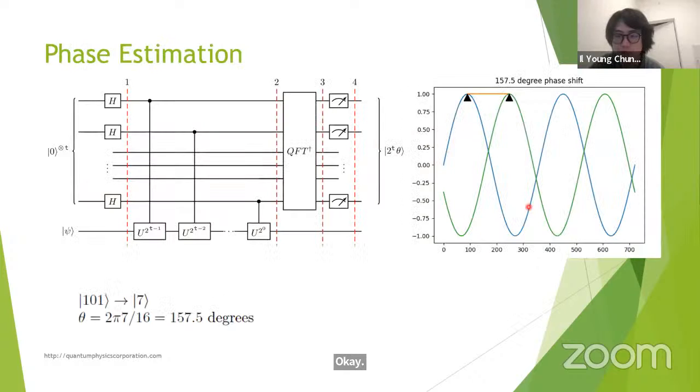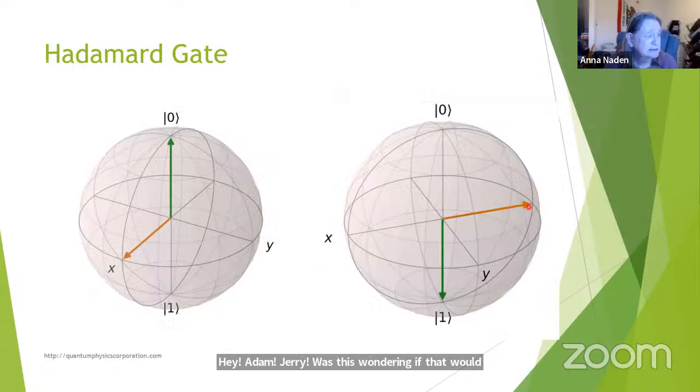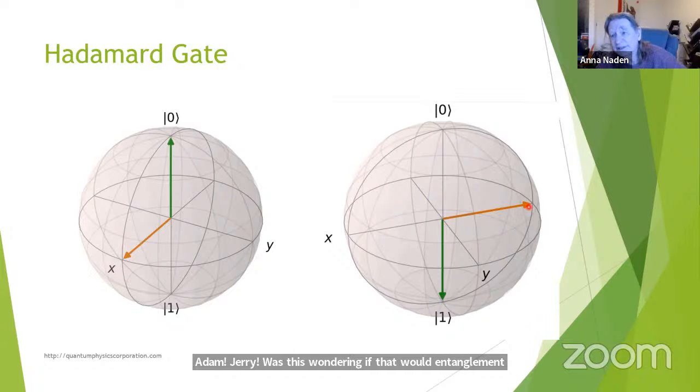Hey, Anna, Jerry was just wondering if that was entanglement. It's not, because we only have 1 qubit. Entanglement takes 2. It's like dancing. True.